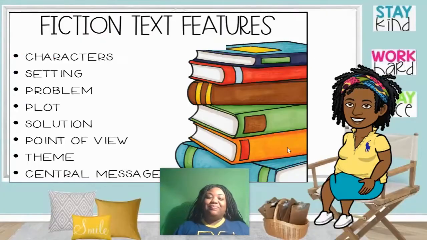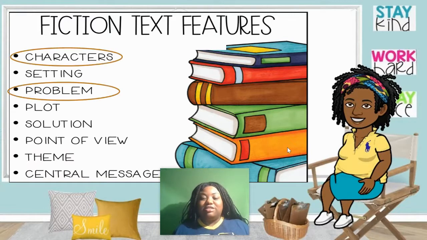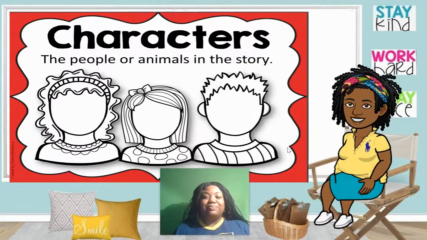Good job. This week, we are reading a fictional story titled Pumpkin Soup. We've talked previously about fiction text features. They are characters, setting, problem, plot, solution, point of view, theme, and central message. For our purposes this week, we are specifically looking at characters and problem. Remember that problem is the conflict. So, who are the characters of a story? The characters, as you know, are the people or animals in the story.